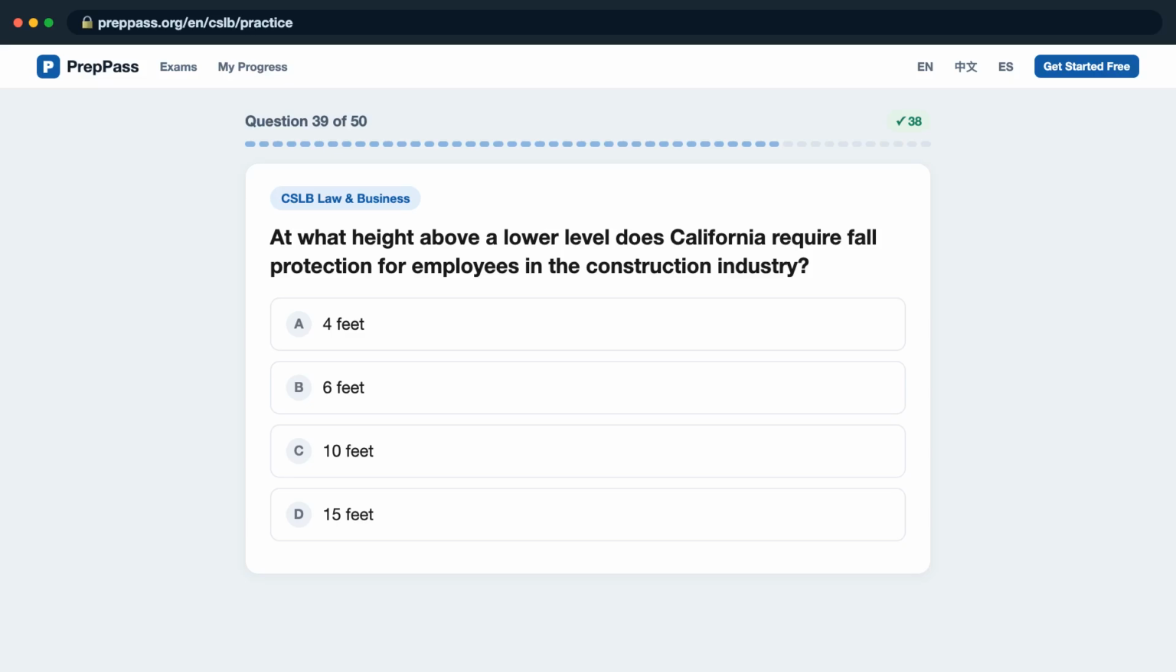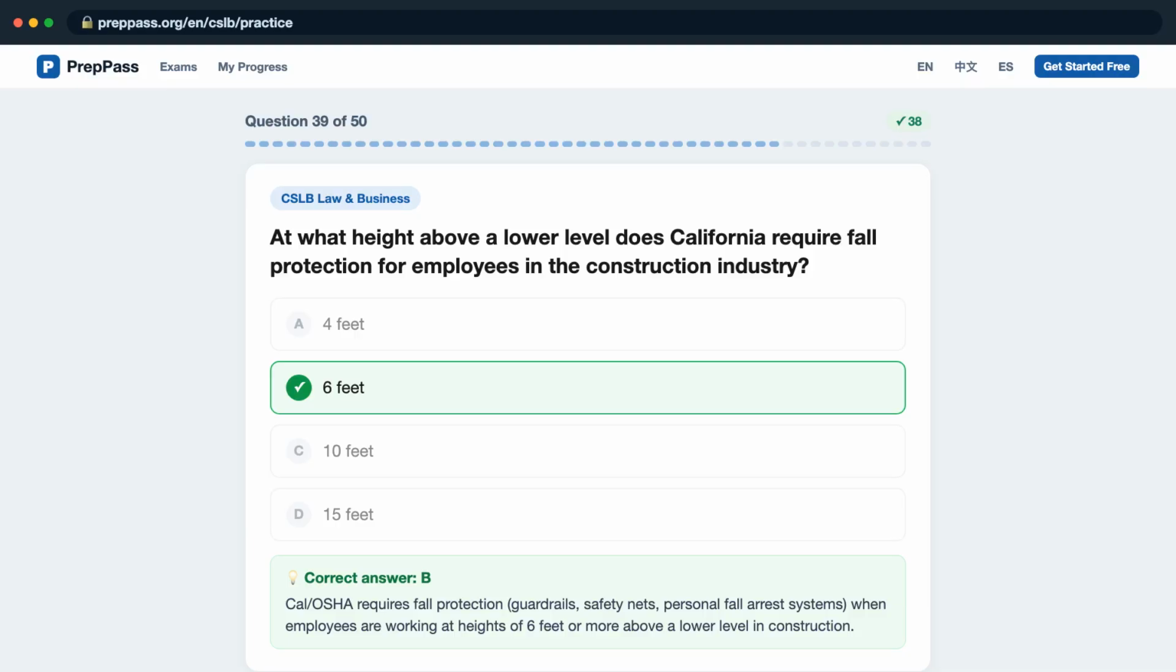Question 39. At what height above a lower level does California require fall protection for employees in the construction industry? Is it A, 4 feet? B, 6 feet? C, 10 feet? D, 15 feet? The correct answer is B. Cal/OSHA requires fall protection, guardrails, safety nets, personal fall arrest systems, when employees are working at heights of 6 feet or more above a lower level in construction.